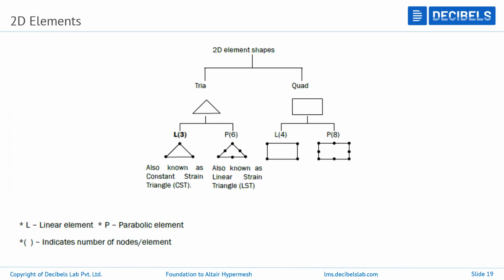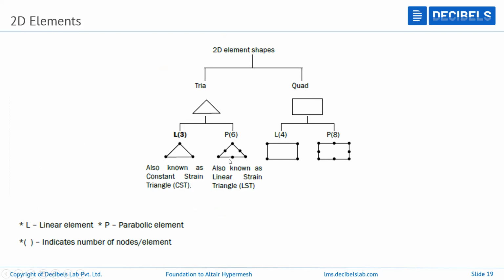Then we come to the elements. What are the basic element shapes available in HyperMesh? Generally we can create any shape of element, but HyperMesh supports triangular elements and quad elements. That means a 3-corner element or a 4-corner element. Again, the triangular element can be first order or second order.